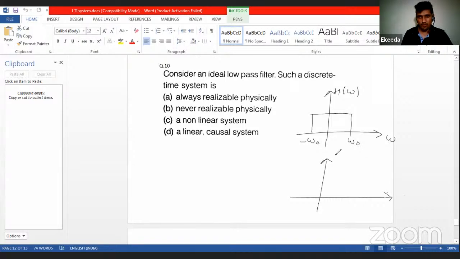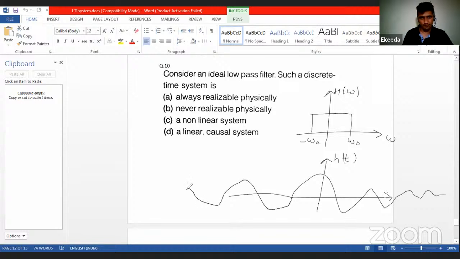So when we do inverse Fourier transform, what we get is a sinc function. Like this we will get.